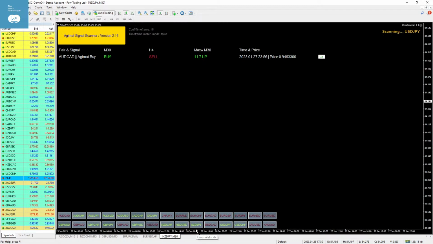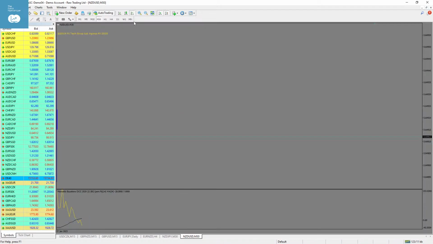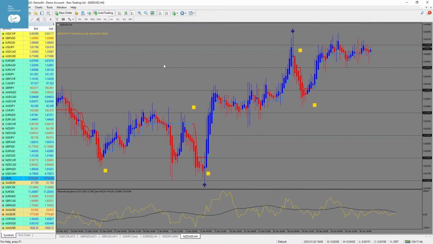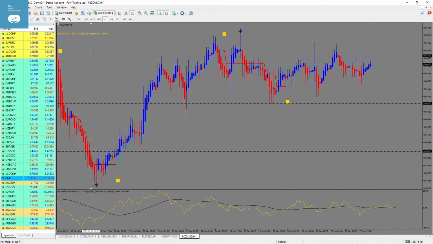So we'll check two more pairs. Let's check the Kiwi dollar. We had our last signal here. Let's check this one. So this is the candle we have to observe. And you can see it looks almost the same. We get the retracement here.